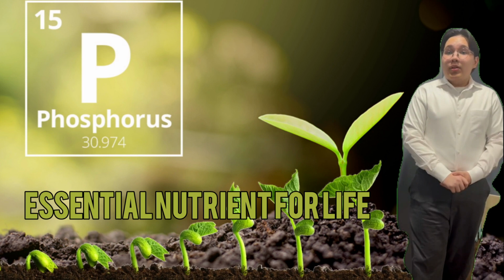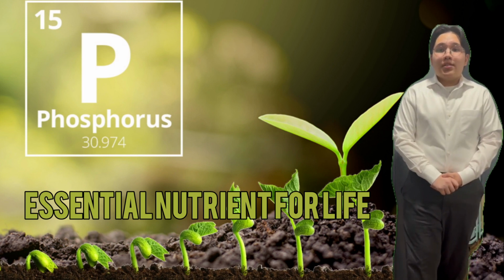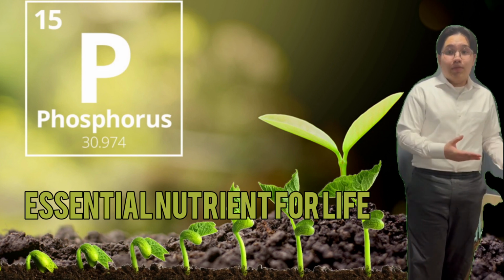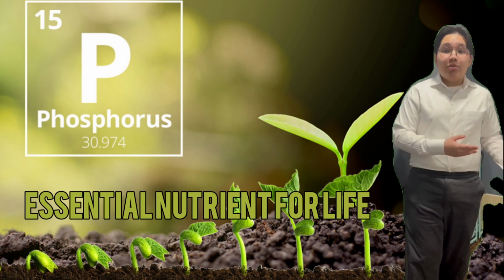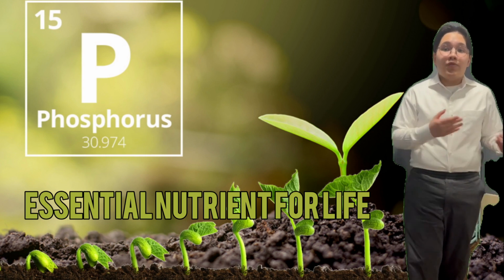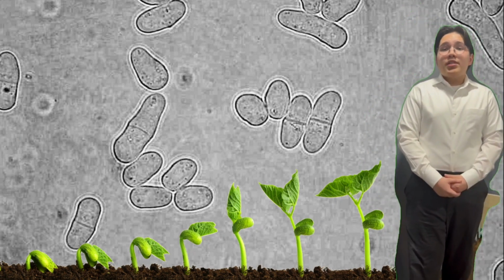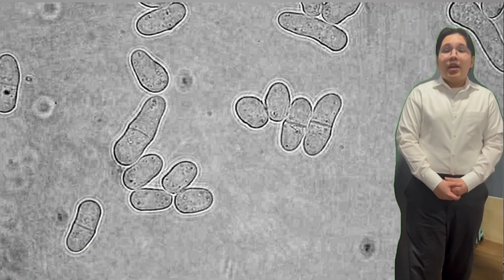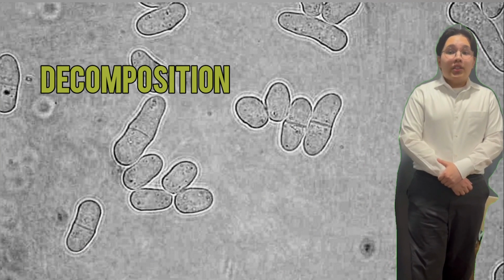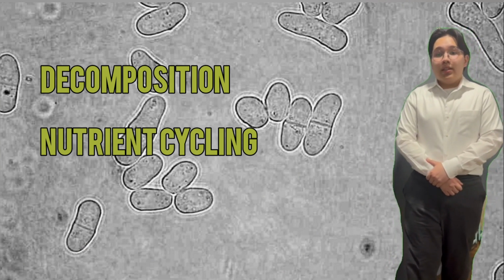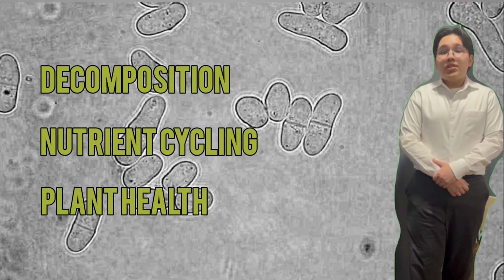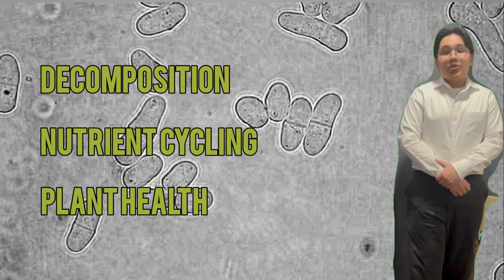When readily available, phosphorus fuels photosynthesis, producing robust root systems, abundant foliage, and an increase in flower and fruit production, which forms the base of the food chain. For soil microbes, phosphorus is essential for growth and activity. These organisms are crucial in decomposition, nutrient cycling, and plant health, boosting soil fertility and overall ecosystem productivity.